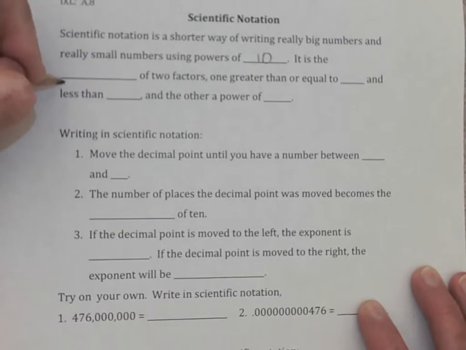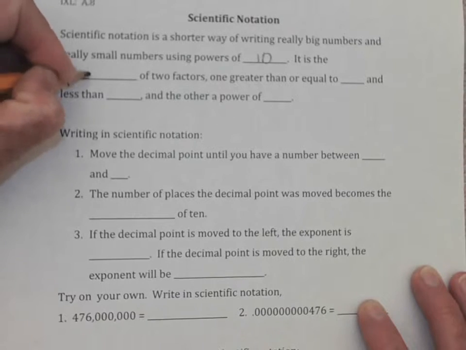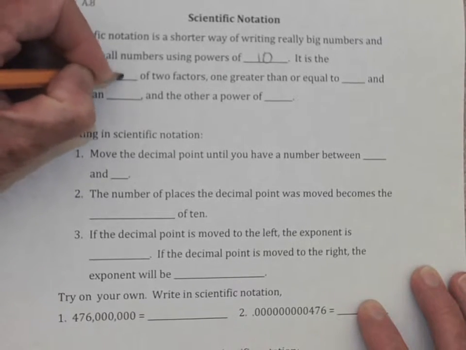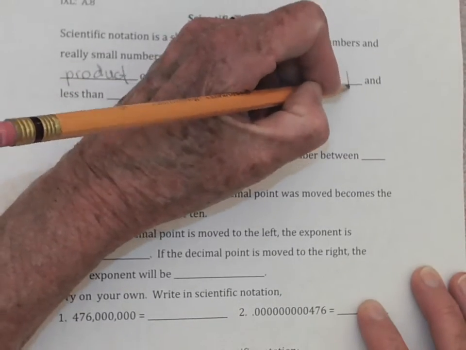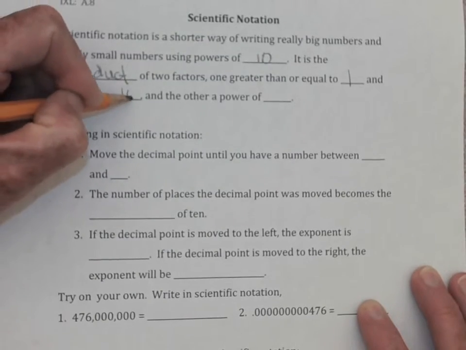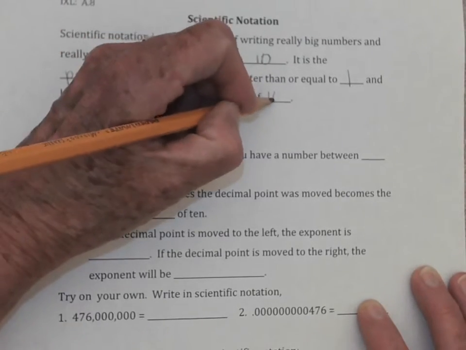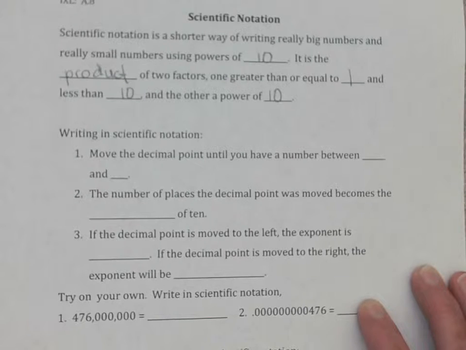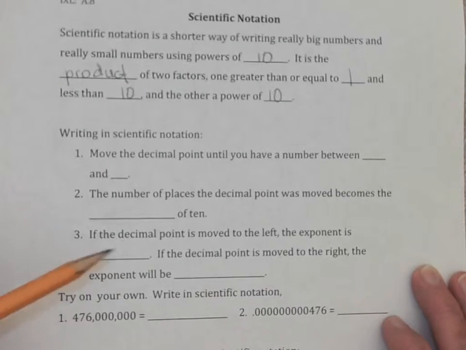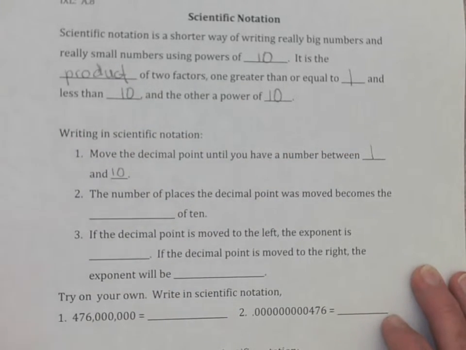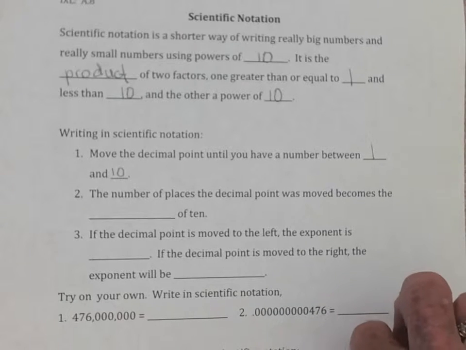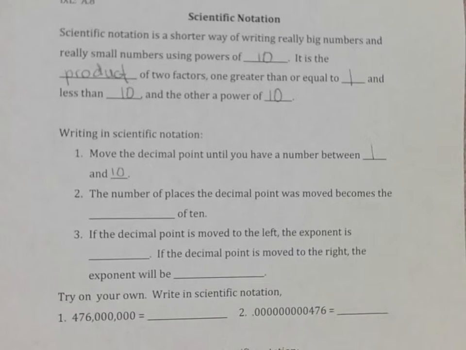And it is the product. That means you're going to multiply. Product is the answer to multiplication of two factors, one greater than or equal to 1 and less than 10, and the other is a power of 10. So if we are writing in scientific notation, we're going to move the decimal point until you have a number between 1 and 10. So basically, you're going to make sure that your decimal point is between the first two numbers.